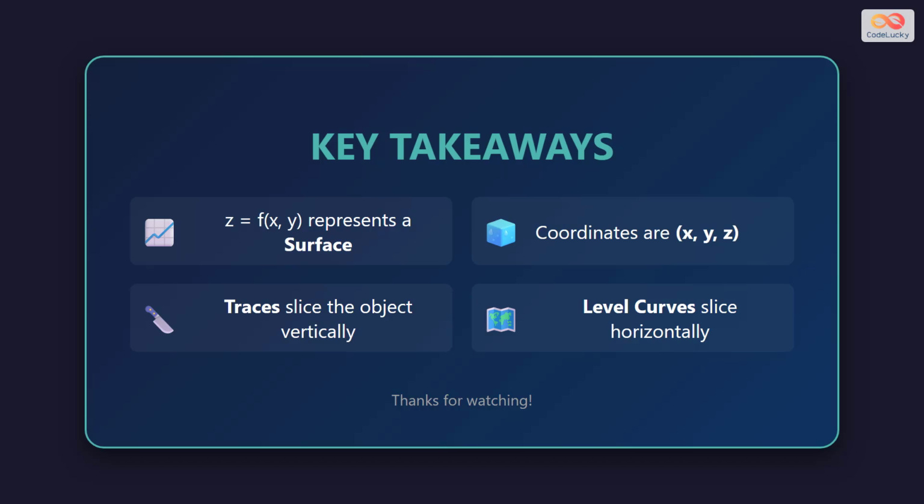To wrap up, remember that functions of two variables, z equals f of x and y, create surfaces, not lines. We use a 3-axis system where x and y are the floor and z is the height. Tools like traces, which slice vertically, and level curves, which slice horizontally, are your best friends for visualizing these complex 3D shapes.